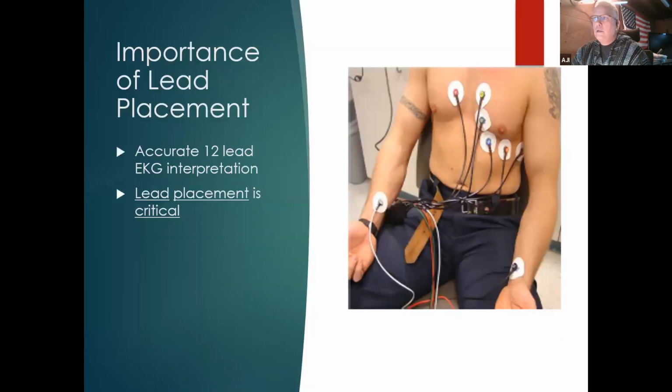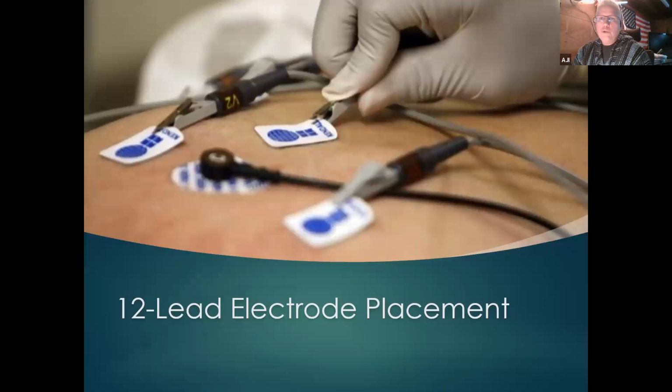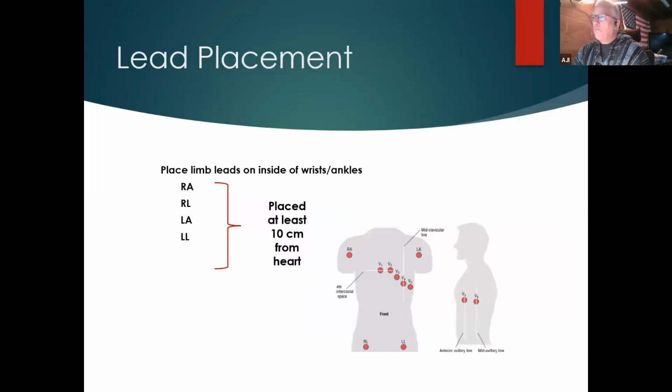All right. So why is it so important to get good lead placement? We have to get accurate lead placement for EKG interpretation. So this is critical. This is critical. And I'll explain a little why as we move forward. So 12 lead placement, let's talk about it.